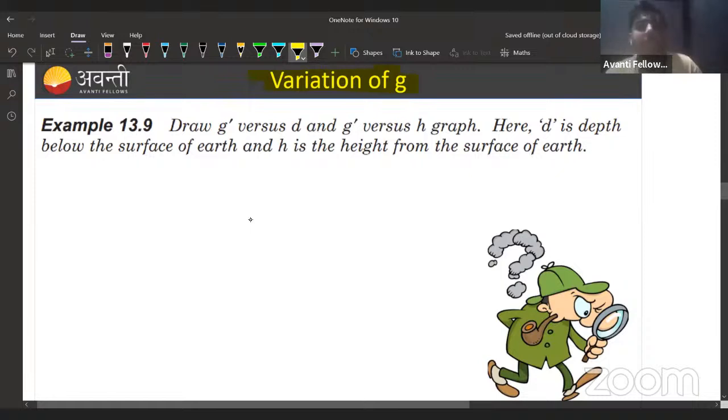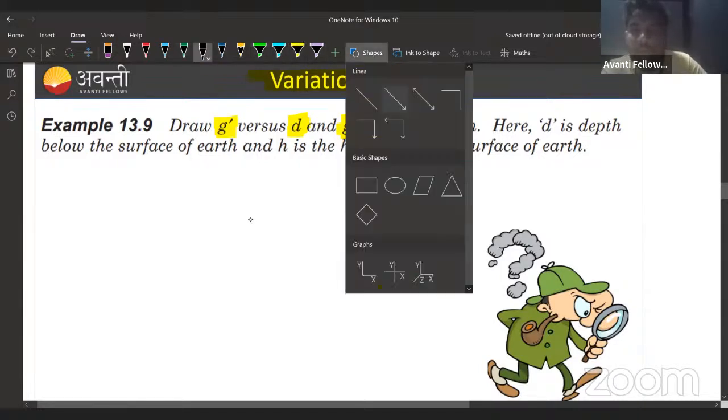Okay, let me solve this question. What we have to do in this question, g dash means the variation of g and depth. We have to plot a graph between g dash and height. And in the question, it is explained what is g, what is h. Okay, so let's see. Let's take our graph first.